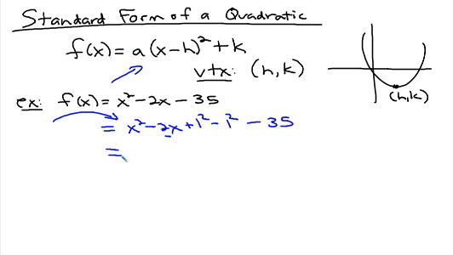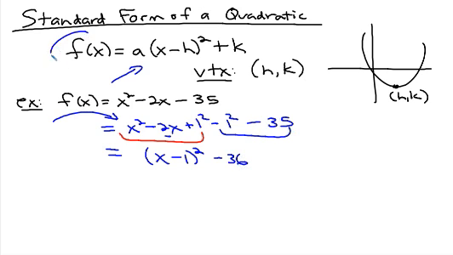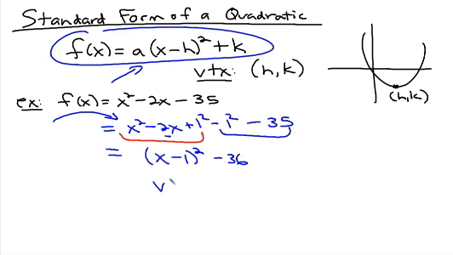Now, watch what this does. That turns this part into the square of a binomial, x minus 1 quantity squared. I combine these two, that becomes negative 36, and now I have it in this standard form. So the vertex for this one has the coordinates (1, negative 36). Obviously that's down there a ways, but that is the vertex for this problem.